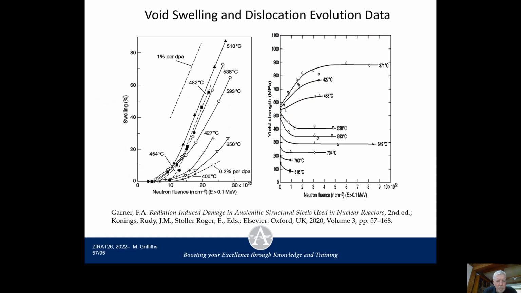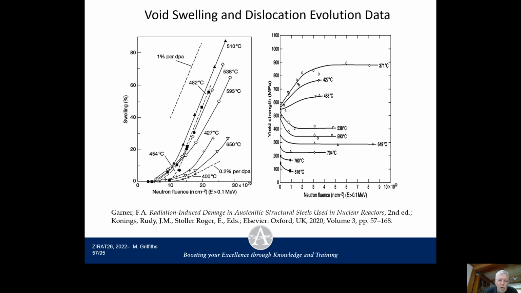Here's some data from Ghana showing the amount of swelling that you get with increasing fluence at different temperatures. The thing to bear in mind here is the swelling is not only dependent on the creation of cavities, but also on the dislocation structure, which here we're using yield strength as a surrogate for. The lower the yield strength, the lower the dislocation density typically.